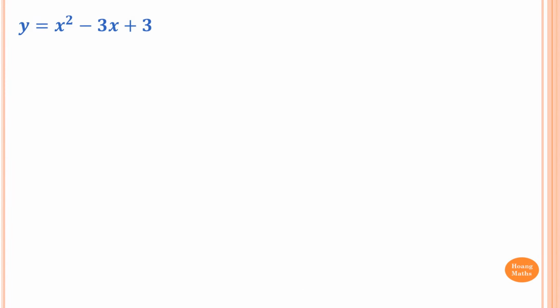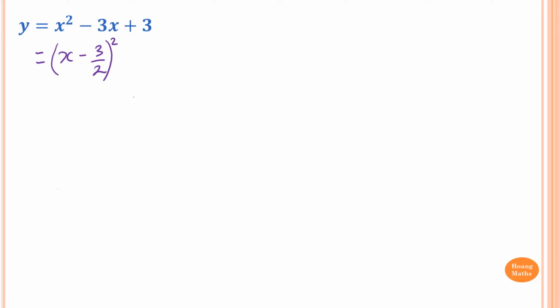Please stop the video and try this one yourself. So to graph this, first of all, I put it in perfect square form first. So that means a half of the 3, which I write as an improper fraction first, which is 3 over 2. So x minus 3 over 2 all squared.